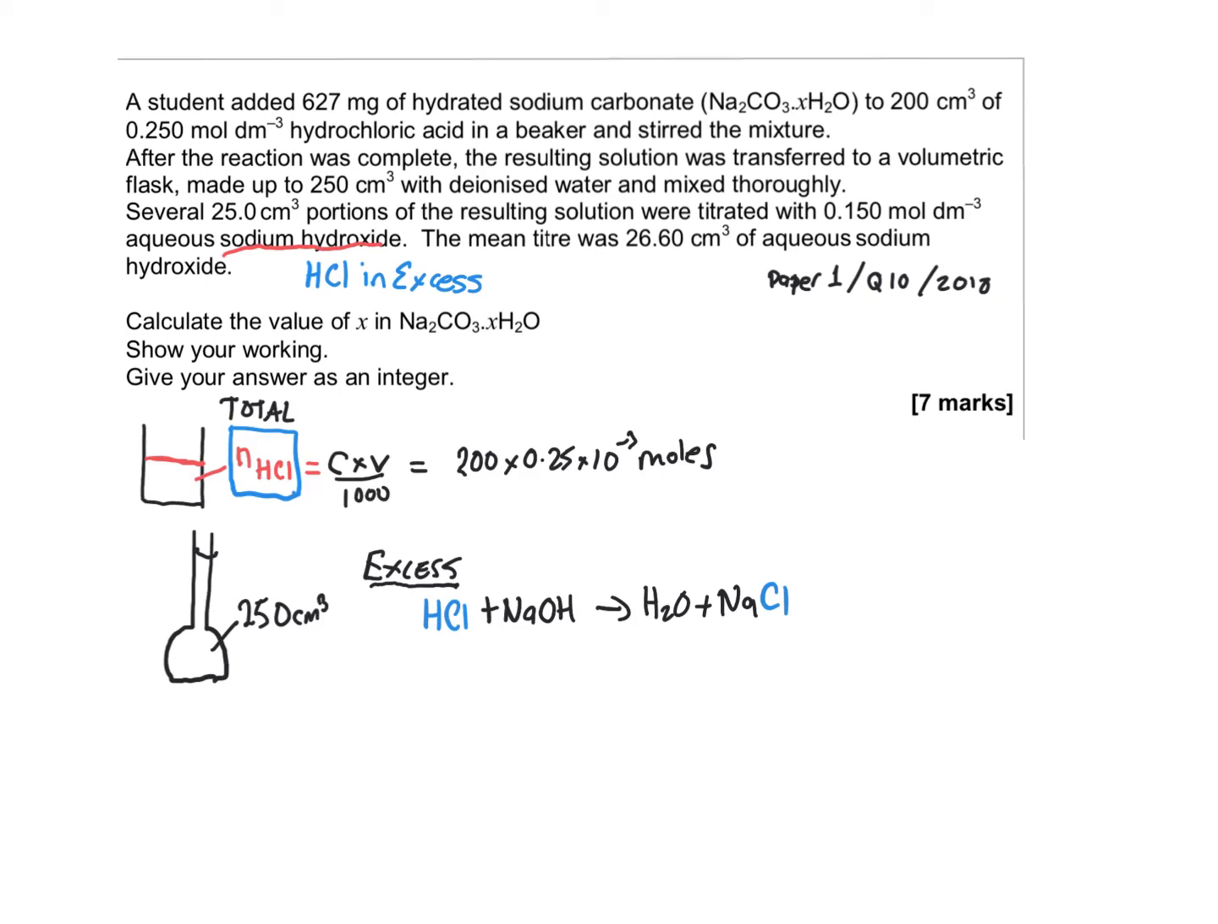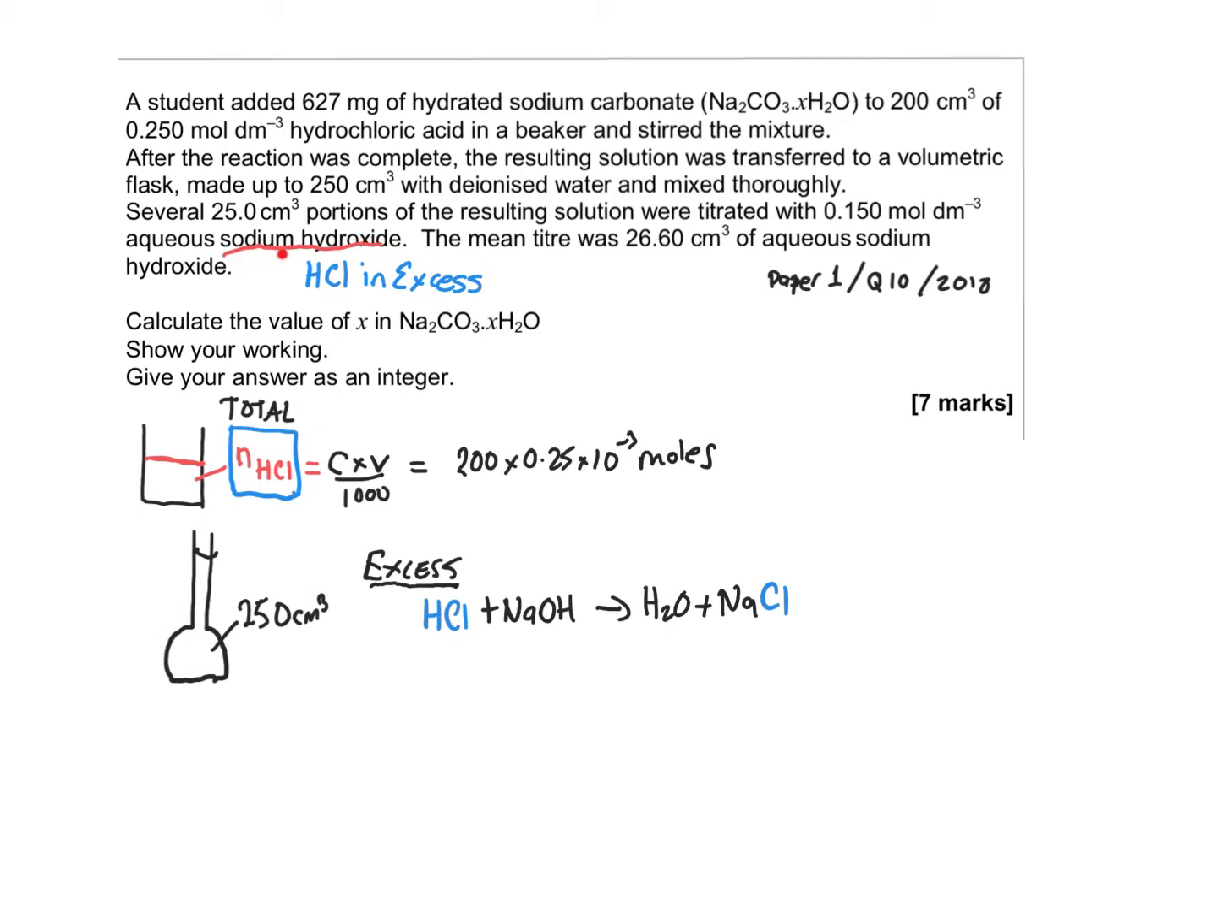This question is called an example of a back titration. So in a back titration, in this question, the acid is in excess. How do we know that? Because first of all, it's reacted with the sodium carbonate, and then the remainder is made up in the volumetric flask and it's titrated with sodium hydroxide.